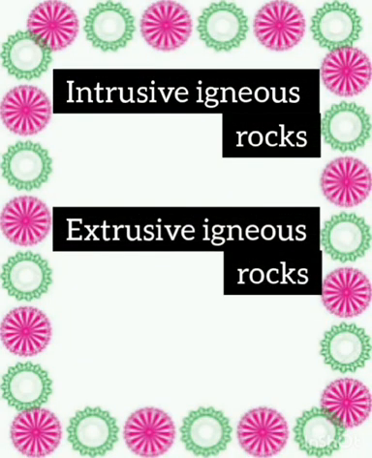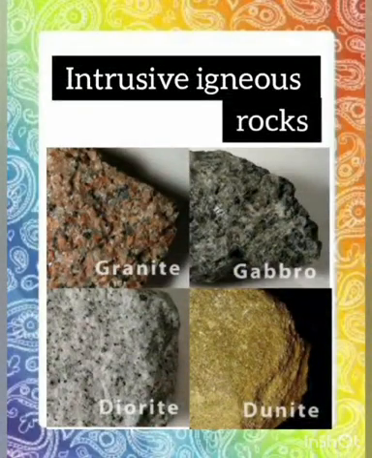Igneous rocks are of two types. They are intrusive igneous rocks and extrusive igneous rocks. Intrusive igneous rocks. Rocks formed by the cooling and solidification of molten magma in the interior of the earth are called intrusive igneous rocks. They have a very fine-grained structure. Most intrusive rocks have large, well-formed crystals. Granite, gabbro, diorite and dunite are some examples of intrusive igneous rocks.